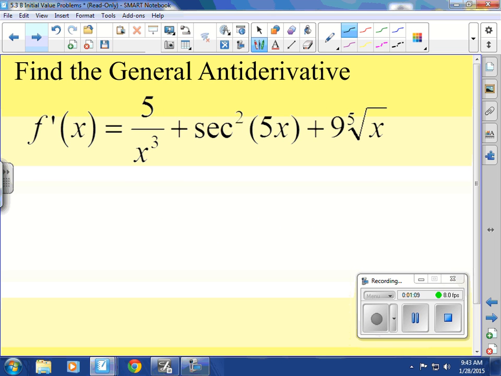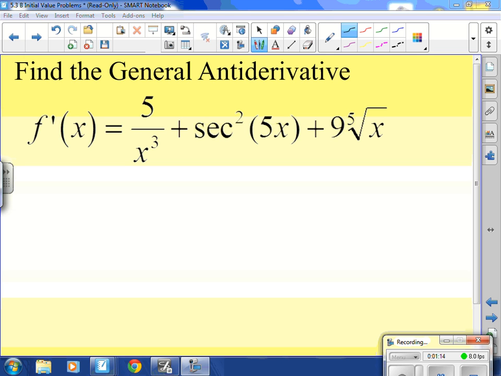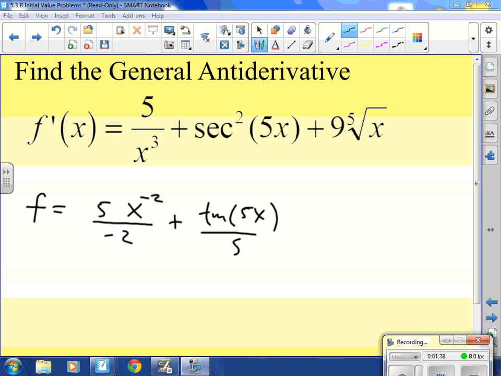F prime is 5 over x cubed plus secant squared 5x plus 9 times the 5th root of x. X to the -2, so times -1/2. The antiderivative of secant squared would be tangent. What's the argument going to be? 5x, so over 5. The 9 is coming with. The current exponent is 1/5, x to the 6/5 times 5 over 6 plus c. Okay, so that's just something you'll get better and better at as the semester goes on.